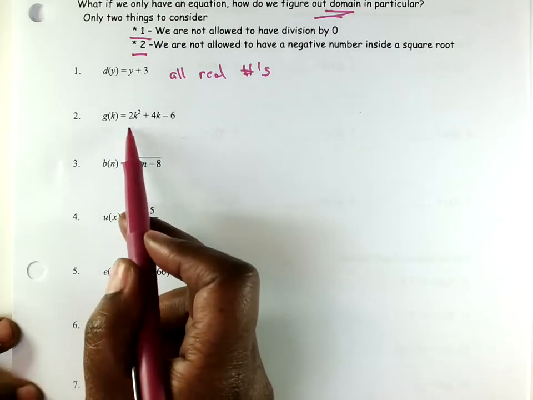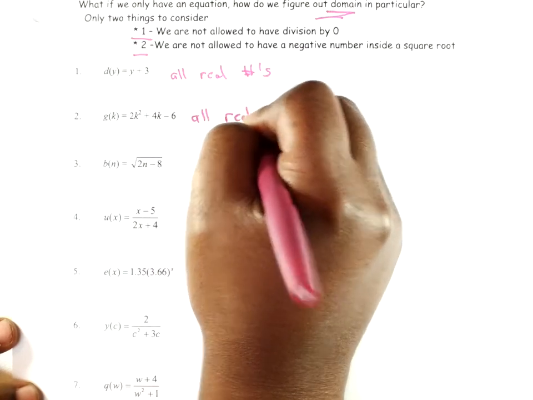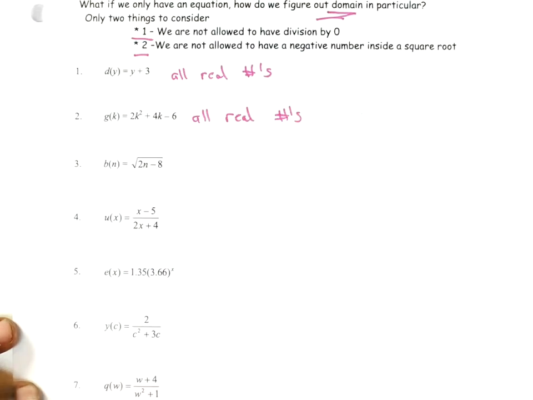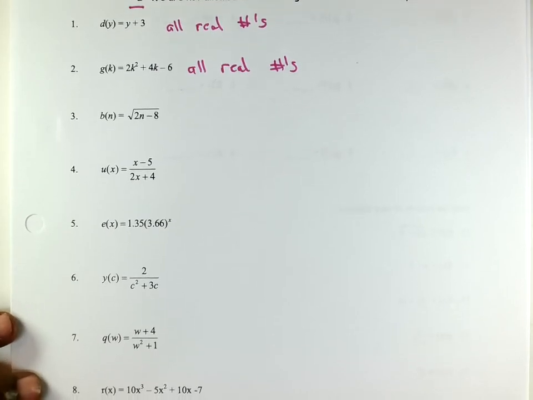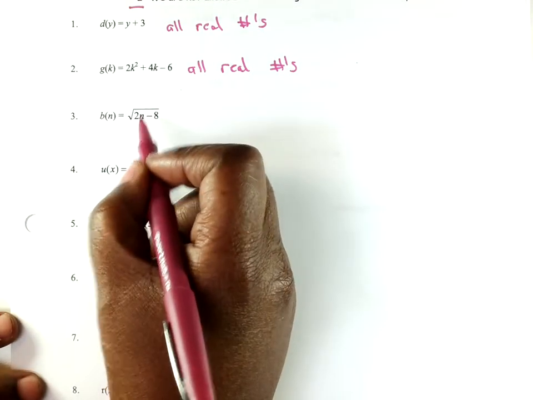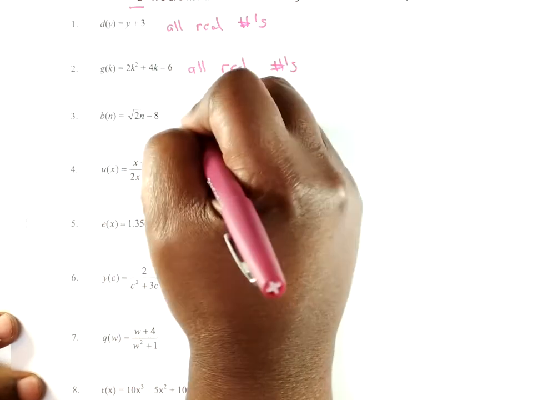Number two, I have another polynomial. So again, it's just all real numbers. Number three, now I have a square root. So I'm worried about case number two. We're not allowed to have negative values inside of there.